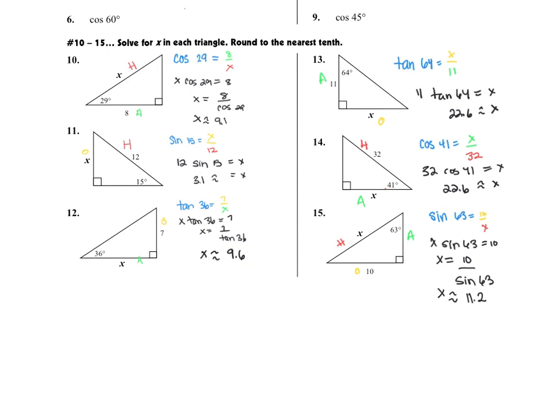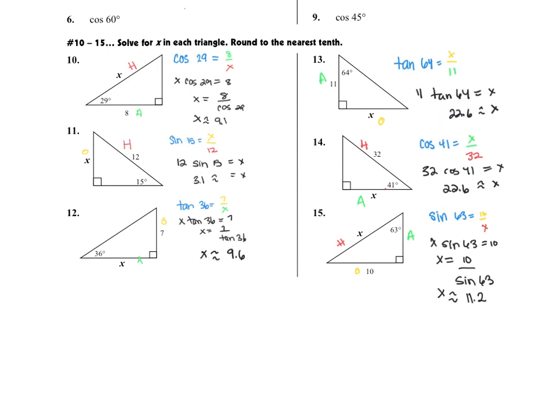Number 13, we're given the angle measure of 64 here. And we are asked to find the opposite, which is x. We are given the adjacent at 11, so that is tangent. So tan of 64 is equal to the opposite, x, divided by the adjacent, 11. When we cross multiply, x is isolated, and this is what we're putting into our calculator to get our approximate answer here.